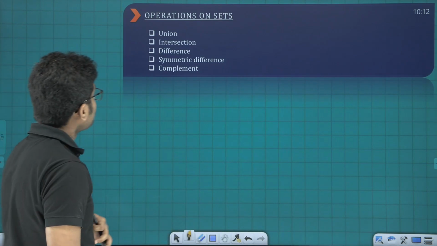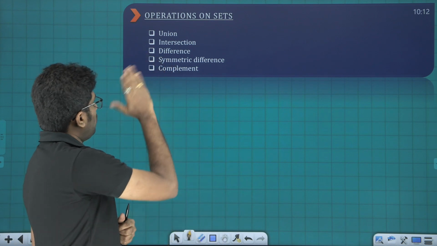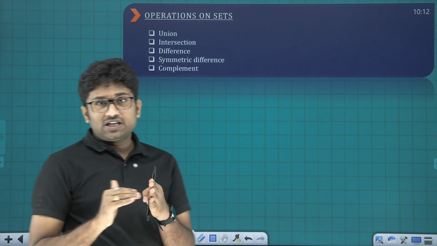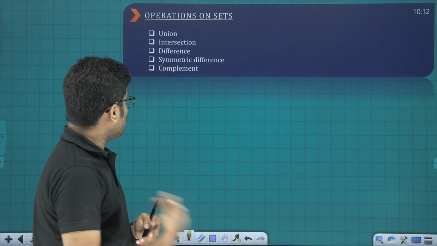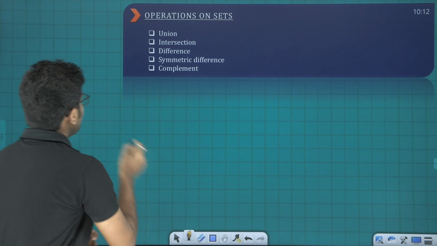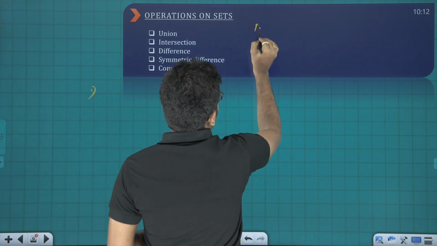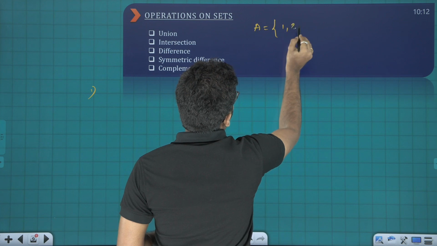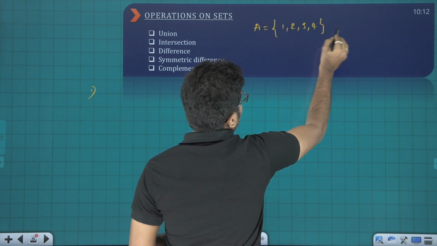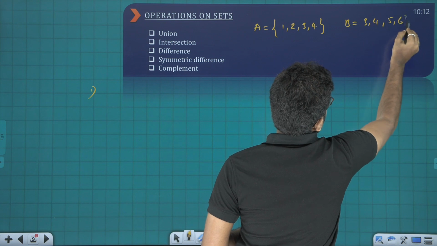Next, operations on sets. We have a good number of operations with respect to sets. They are union, intersection, difference, symmetric difference, and complement. First we start with, for a particular example, set A equal to {1, 2, 3, 4} and set B equal to {3, 4, 5, 6}.